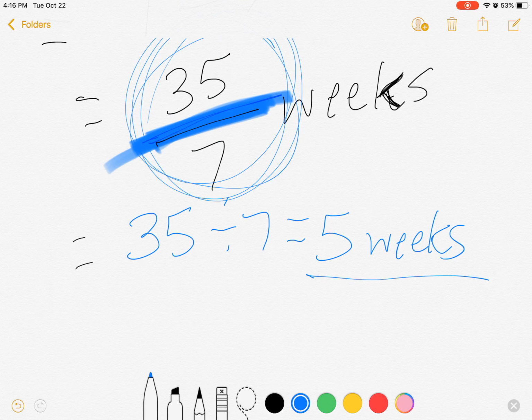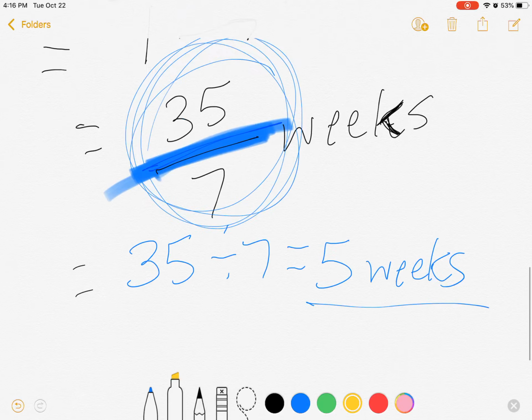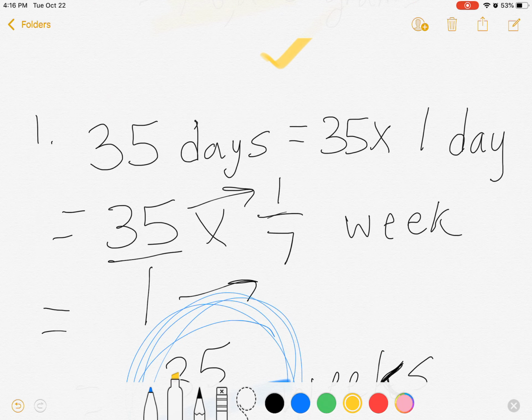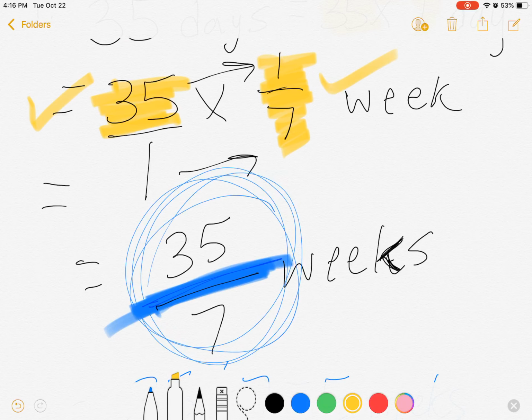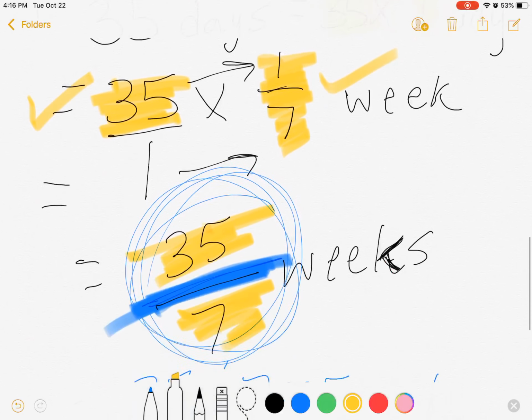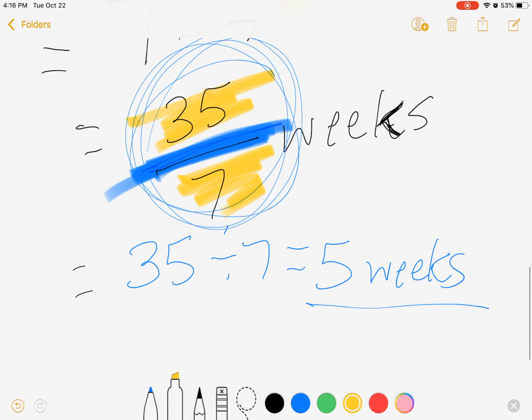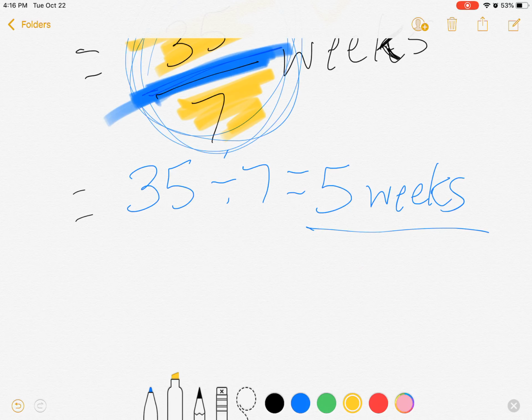Okay, now checking work. Highlight. So you should have 35 here, 1 here, 35 here, and 1/7. And then you should have 35 over 7. Check, check, check. And then you should have 5 weeks.